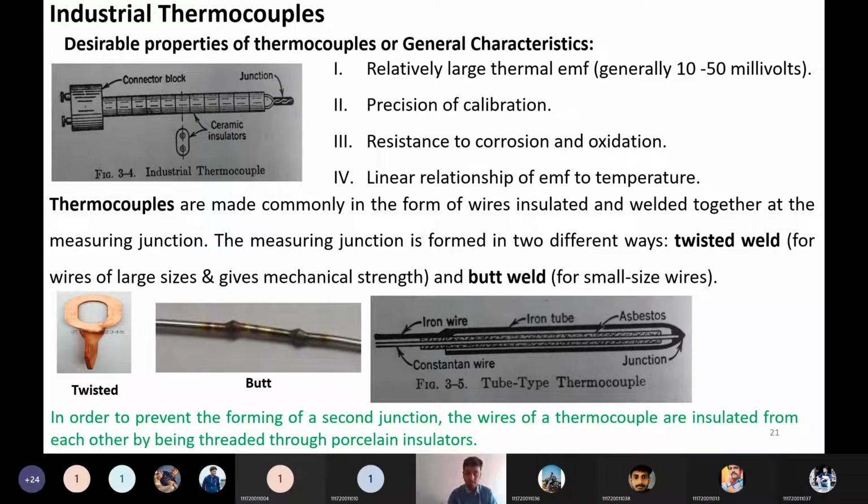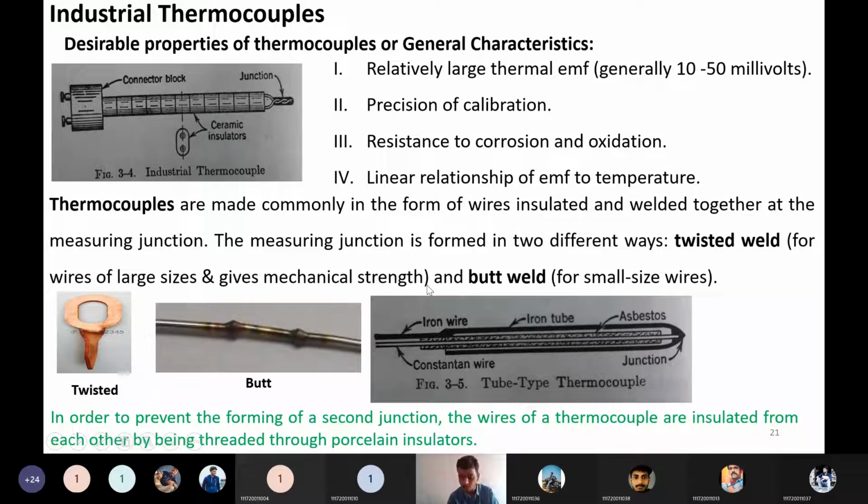The butt weld is made by fusing two wires into a round bead. So this method is used for very small size wires. It will be welded like a small bead-like structure. We have to weld like that. But if you see, the shape is completely different here. Here, somewhat like a punch twist will be there. Usually the shape or size may be the same here, but here it is different. The size is more or less different. So that's the butt welding as well as this particular twisted welding.